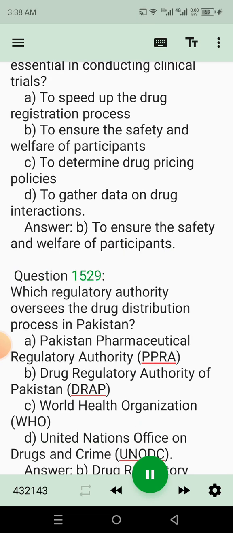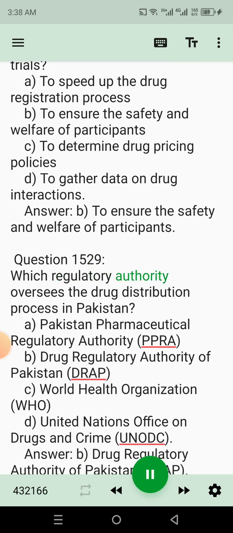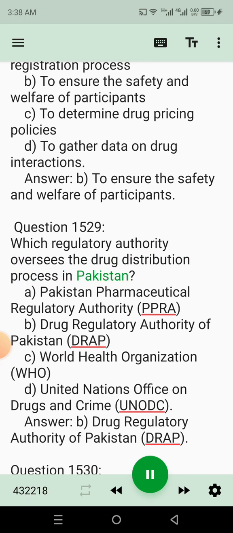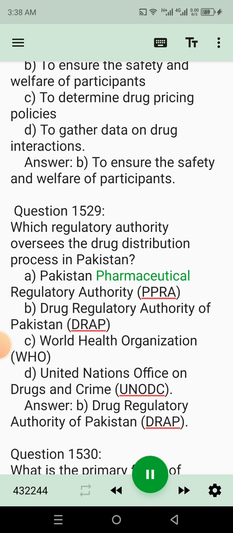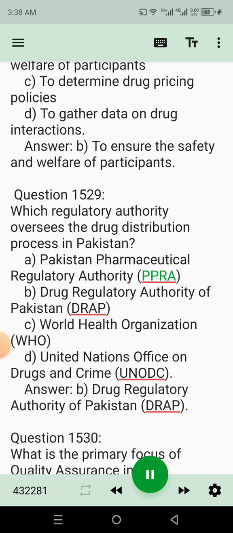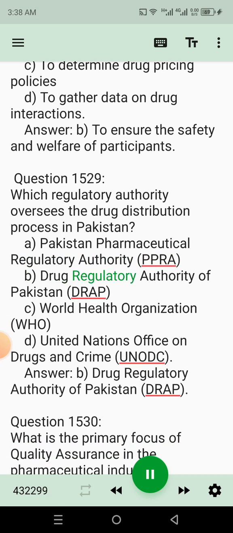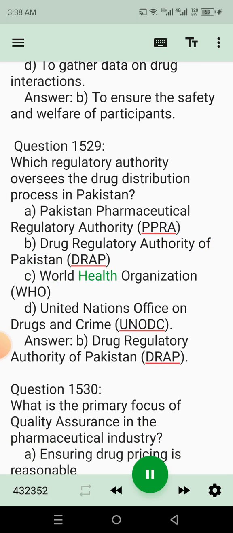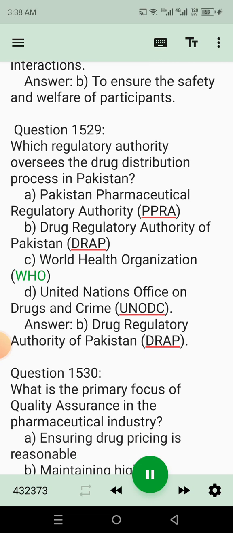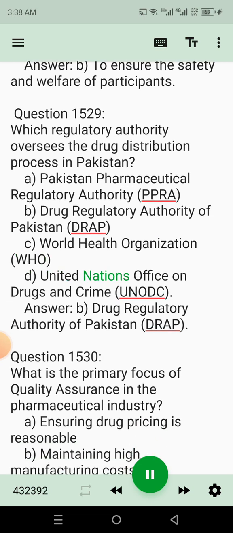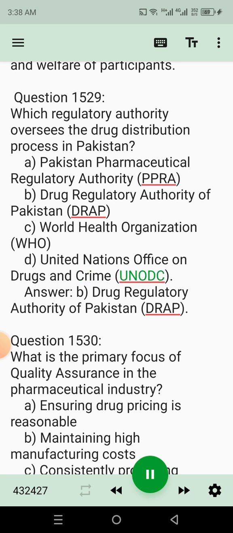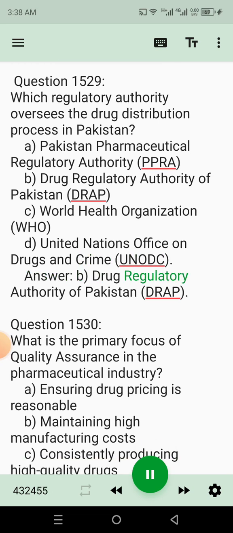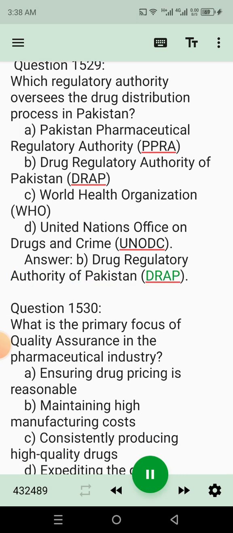Question 1529. Which regulatory authority oversees the drug distribution process in Pakistan? A. Pakistan Pharmaceutical Regulatory Authority (PPRA). B. Drug Regulatory Authority of Pakistan (DRAP). C. World Health Organization (WHO). D. United Nations Office on Drugs and Crime (UNODC). Answer. B. Drug Regulatory Authority of Pakistan (DRAP).